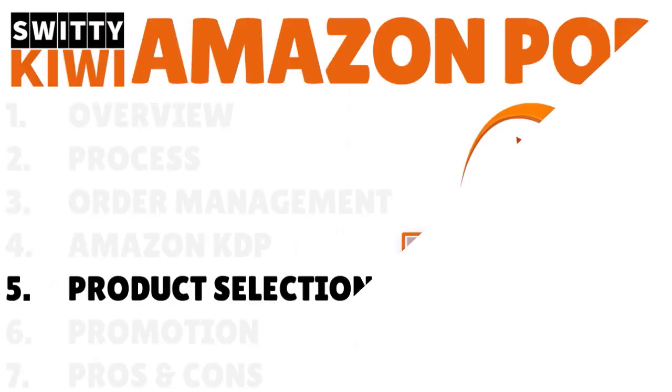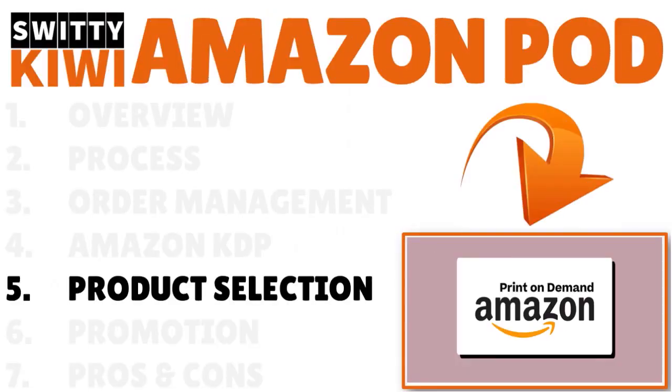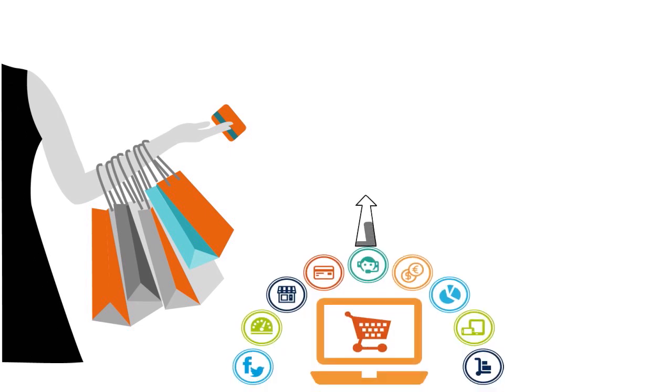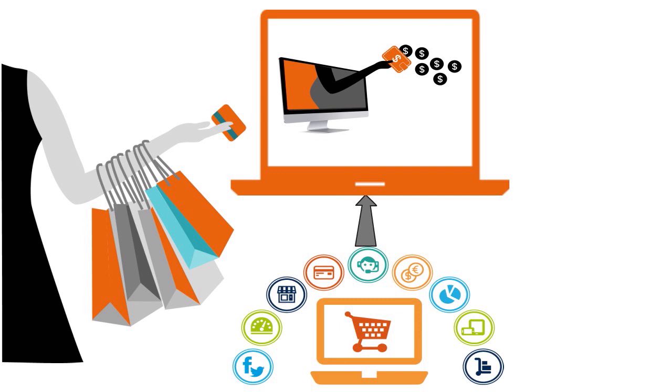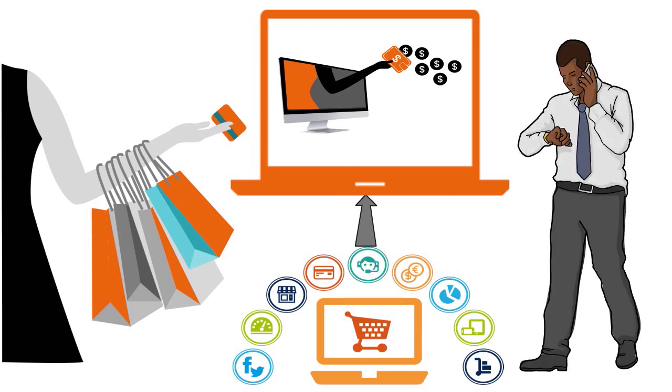Let me talk to you now about product selection. Very important. What kind of products can you sell on print on demand via Amazon? We have a lot of best trending print on demand products. If you want to maximize your revenue on Amazon and elsewhere, you have to think about a few products that are very, very good.